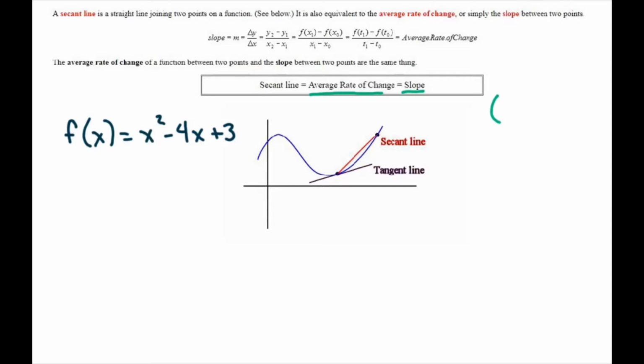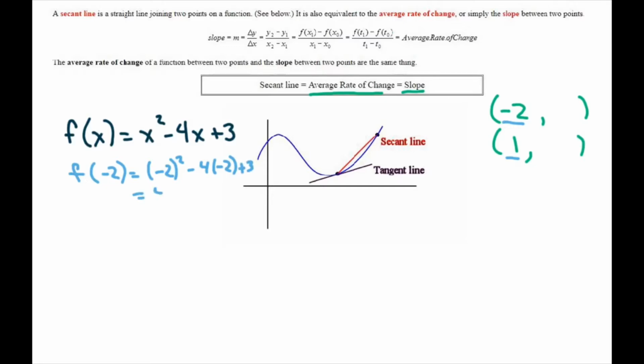So since we're going from -2 to 1, what we're going to do is plug in our x value to find our y. So we're going to plug in f of -2. So you get -2 squared minus 4 times -2 plus 3. That's going to give you 4 plus 8 plus 3. And that gives you 15. So we put a 15 there.